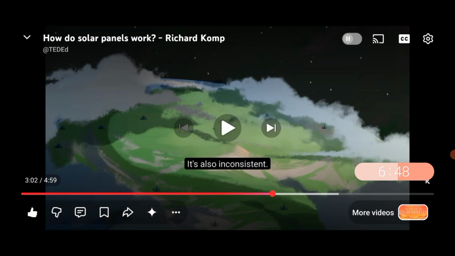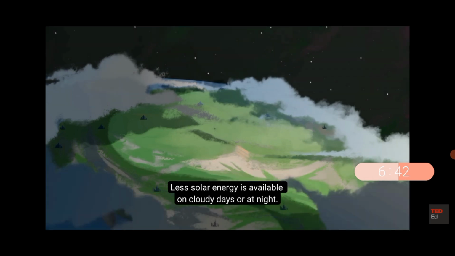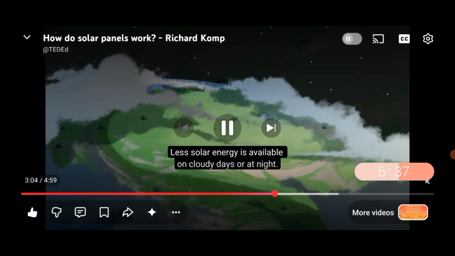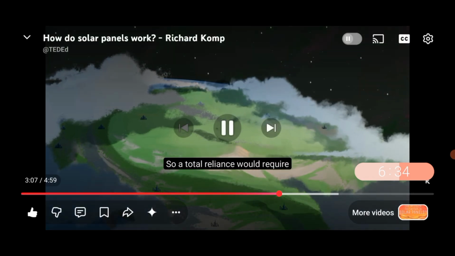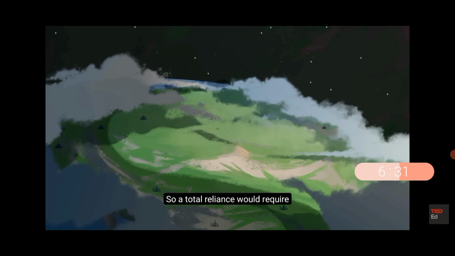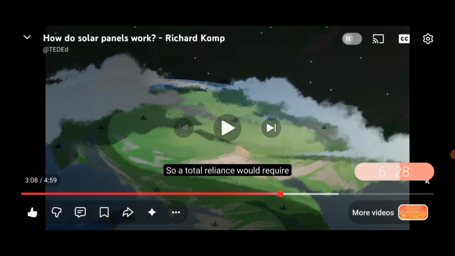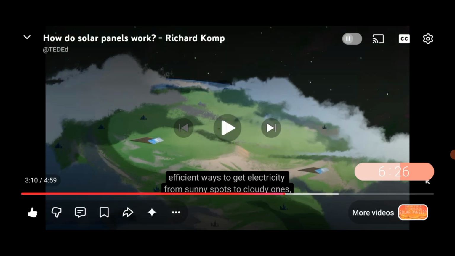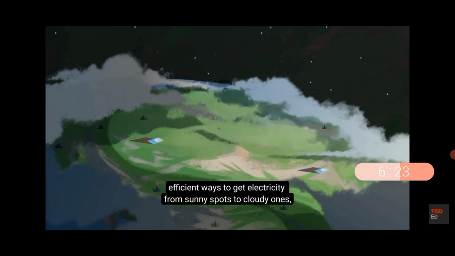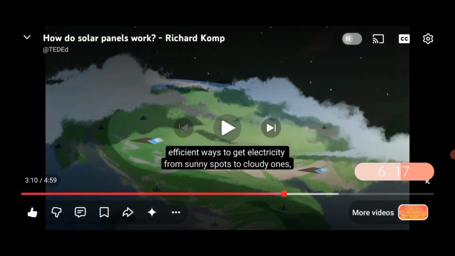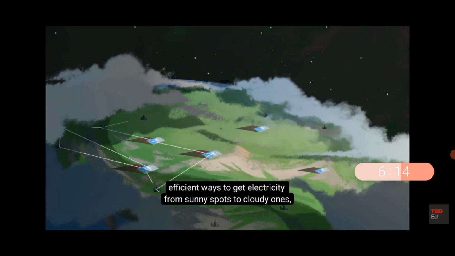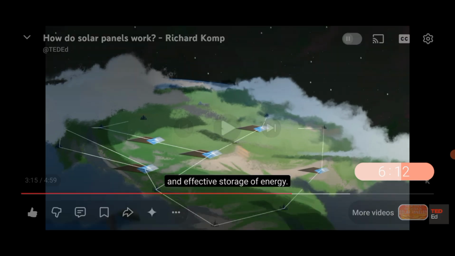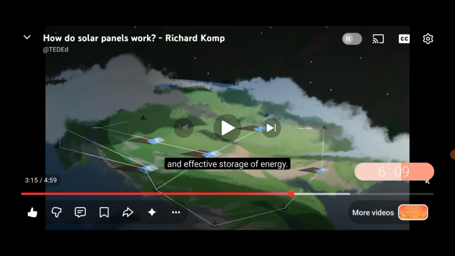It's also inconsistent. Less solar energy is available on cloudy days or at night. So a total reliance would require efficient ways to get electricity from sunny spots to cloudy ones, and effective storage of energy.